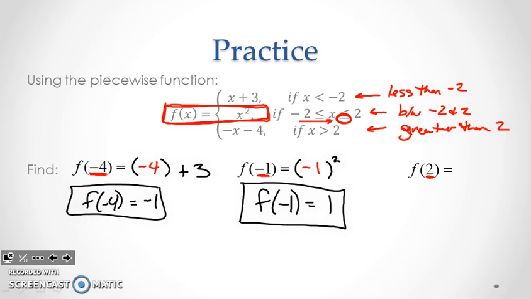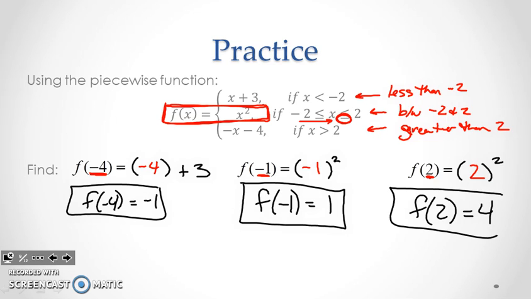Okay? So I'm again using f of x equals x squared, which means I've got f of 2 equals 2 squared. So my f of 2 is going to equal 4. F of 2 equals 4.